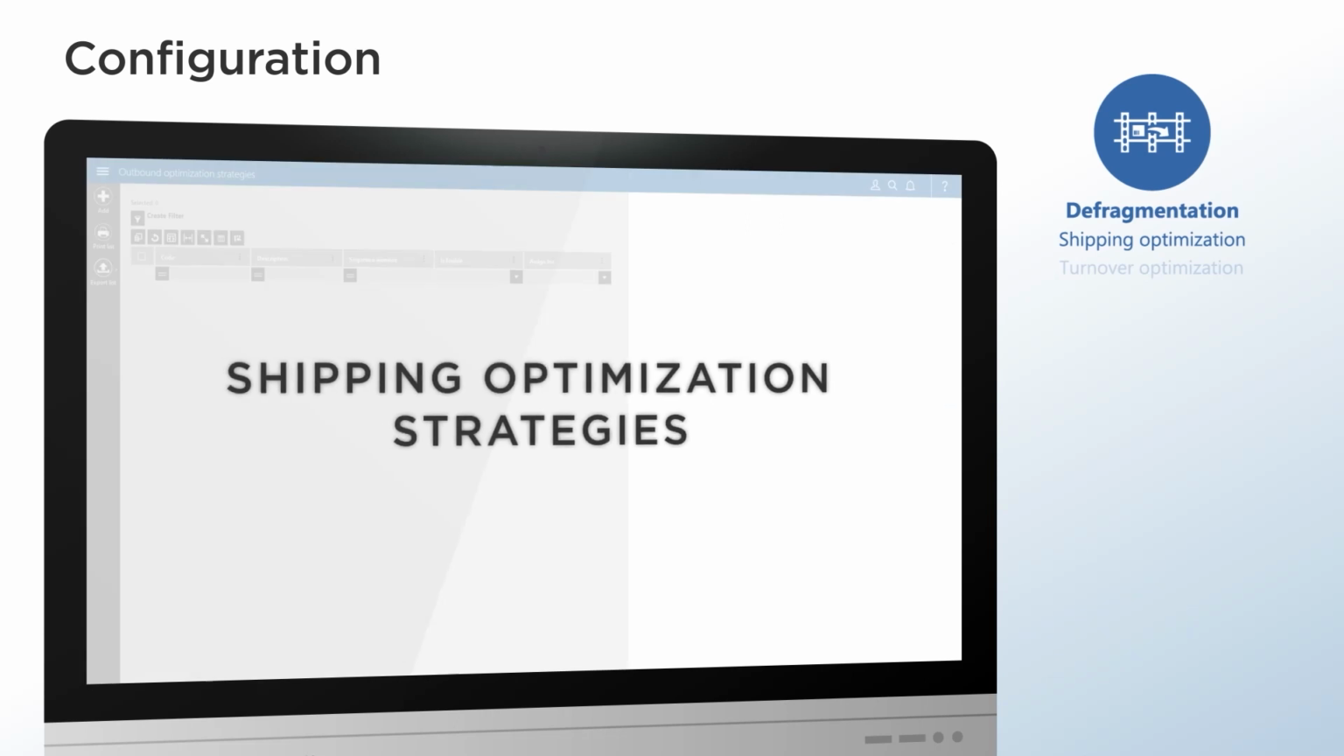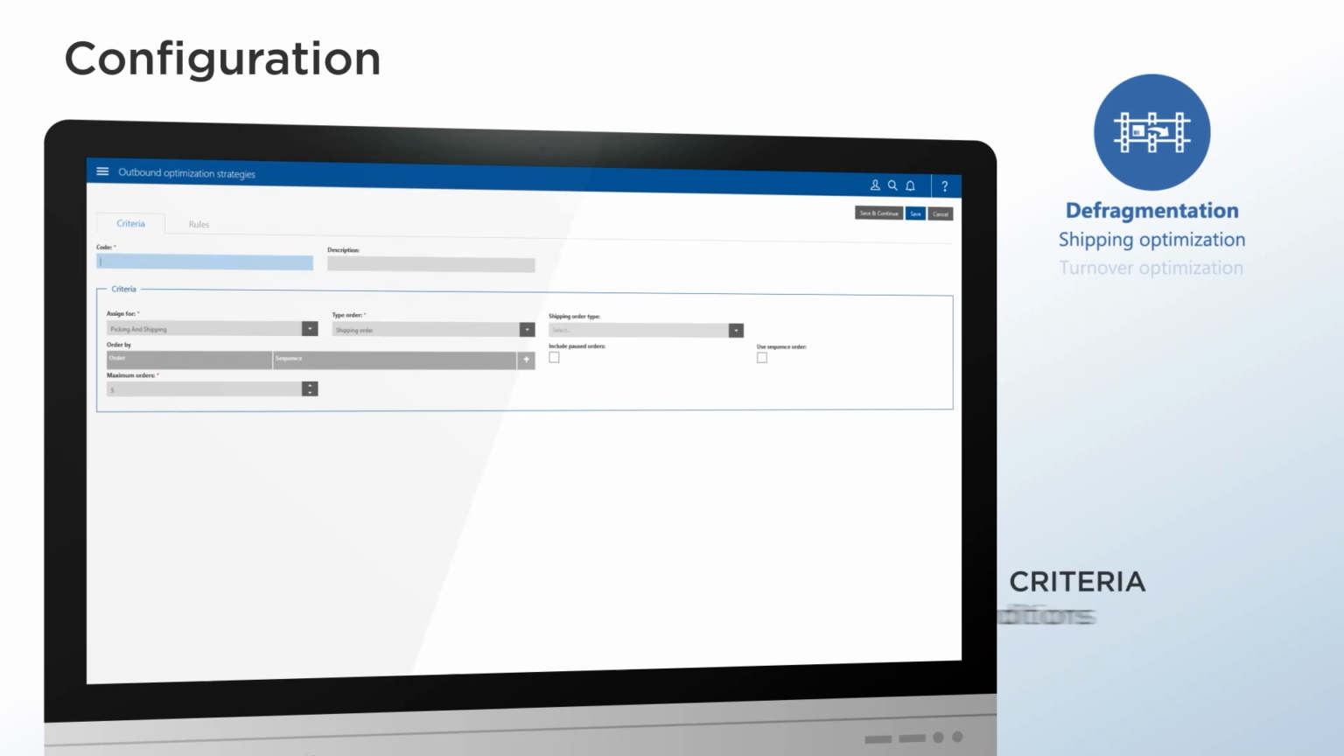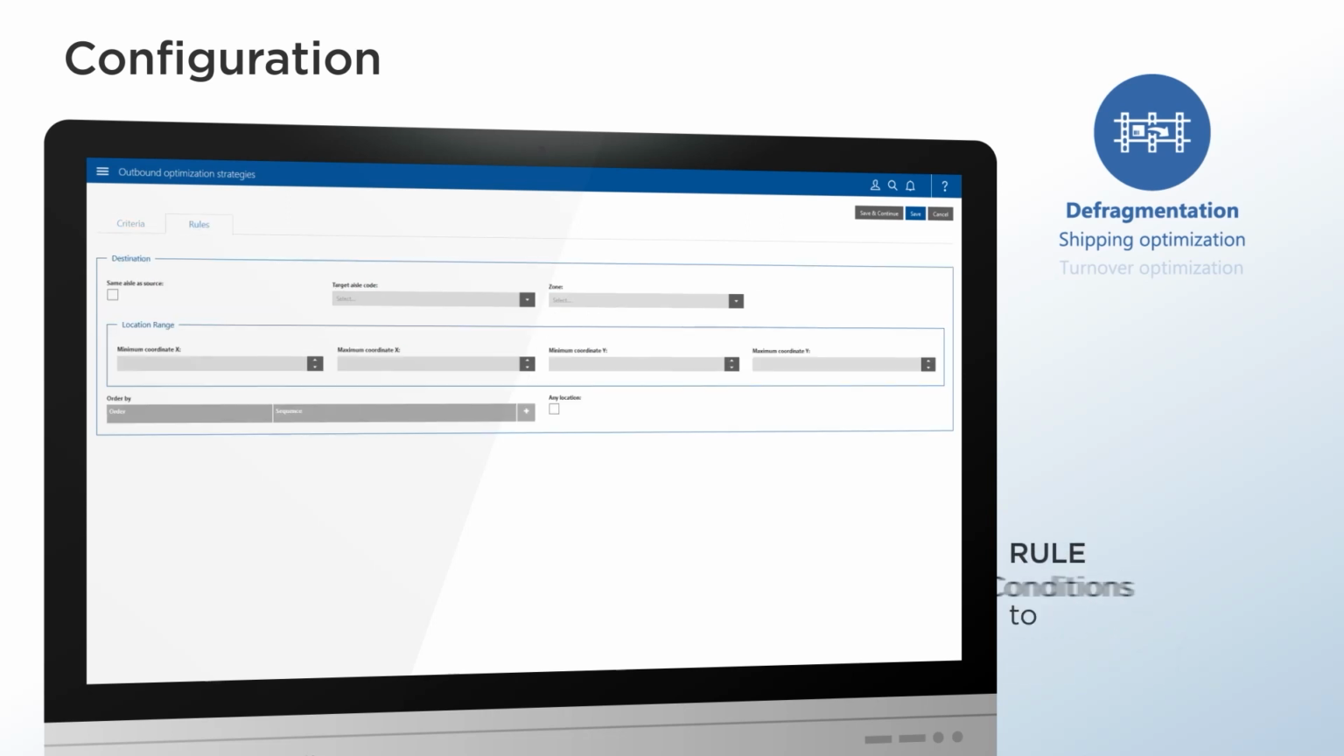Shipping optimization strategies are defined to place containers to be shipped for a specific order in zones close to the exit zone to speed up the picking process. Each strategy comprises the following elements. Criteria, defines the conditions to be met by the shipping order to move the containers to be shipped. Rule, defines the conditions to be met by the destination location in order to move the containers there.